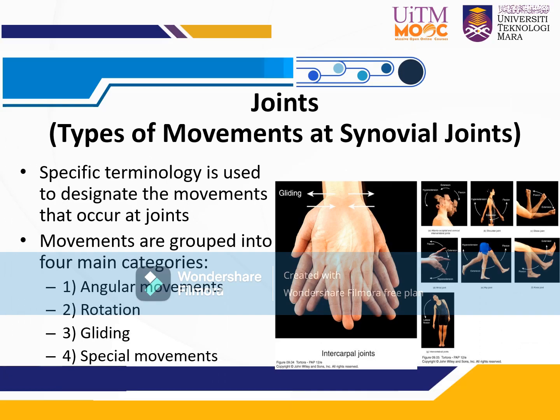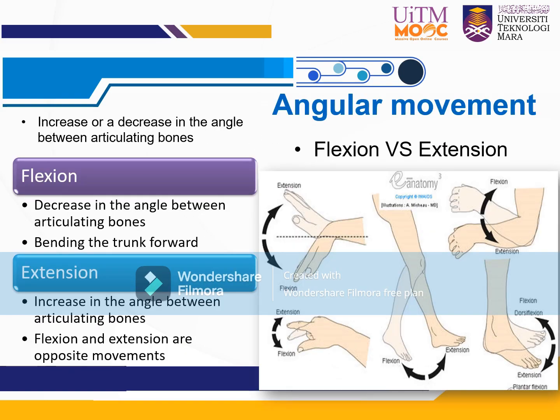Still about the joints, but focus more on the types of movements at synovial joints. Basically, specific terminology is used to designate the movements that occur at joints. For that purpose, the movements are grouped into four main categories, which are angular movements, rotation, gliding, and special movements.